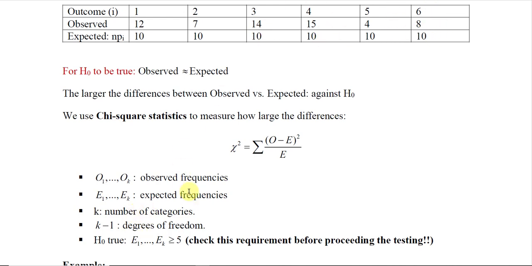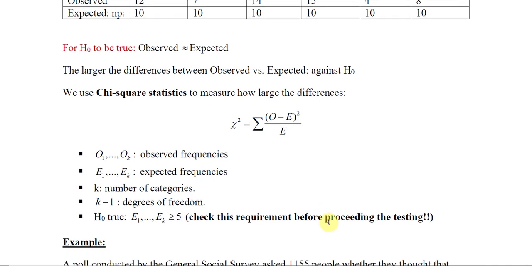And k is the number of categories, in this case 1, 2, 3, 4, 5, and 6. Because we are using the chi-square statistic, it also depends on the degrees of freedom. There are k minus 1 degrees of freedom for the chi-square statistic. Make sure that, for the null hypothesis test, all the expected frequencies are bigger than or equal to 5. We have to check this requirement before proceeding to the next step in the testing process.